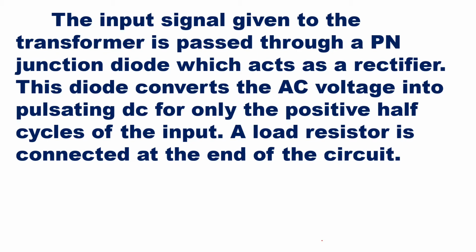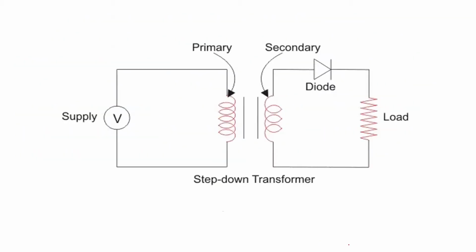In that pulsating DC, we will have some AC component along with DC, so it is called pulsating DC. Now this pulsating DC we will get only for the positive half cycles of the input. A load resistor is connected at the end of the circuit. This is circuit-wise what we are speaking about, the half wave rectifier, and we will see that circuit. Okay, so here you can see that circuit.